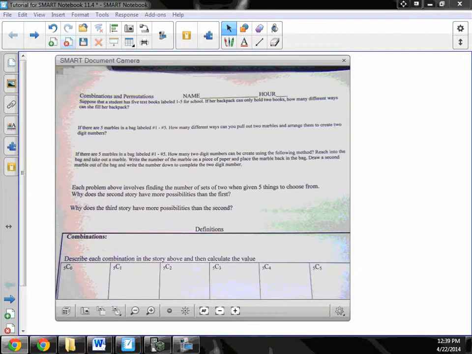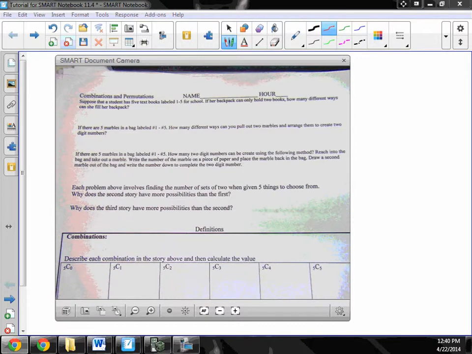Okay, so we're not going to worry about which book goes in the backpack first. We're just looking at if you can only take 2 books to school. So it doesn't matter which one goes through the door first. We're just measuring which 2 books can make it. So we have 5 books, and we're picking 2 of them. How are we going to figure out how many different ways this can happen?